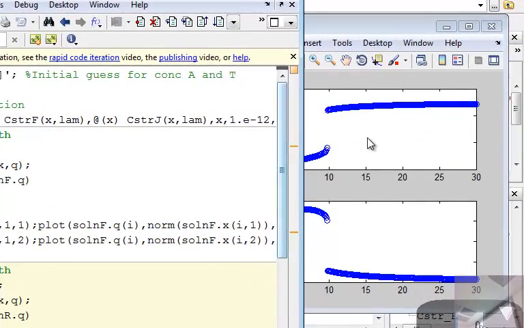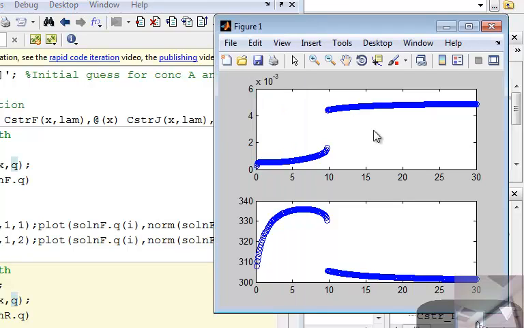So that is your forward path. Okay, so it came all the way around 10, it jumped, and then went on all the way to 30, and it produces the A on the top part and T on the bottom part. That's Euler-Newton continuation. Okay, so every time it projected the tangent vector and constructed the solution.